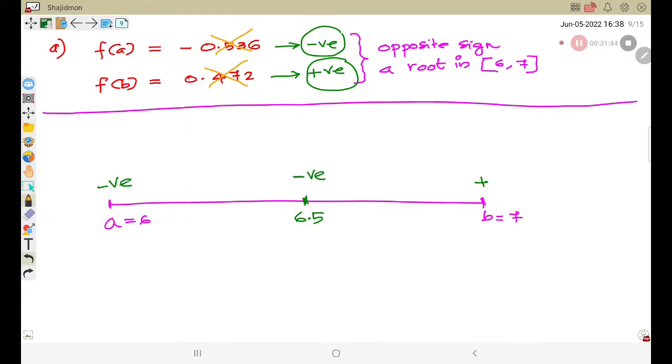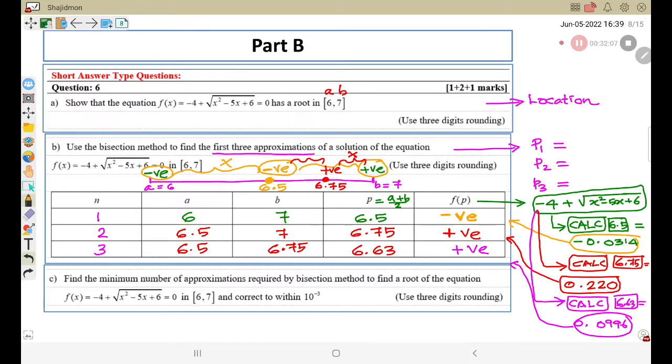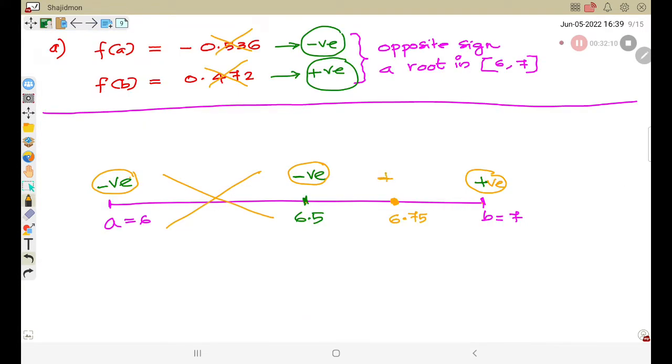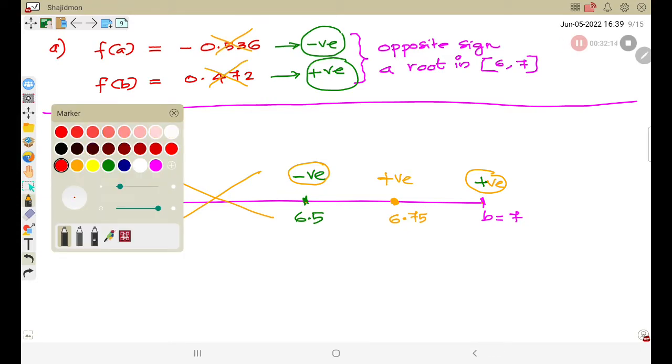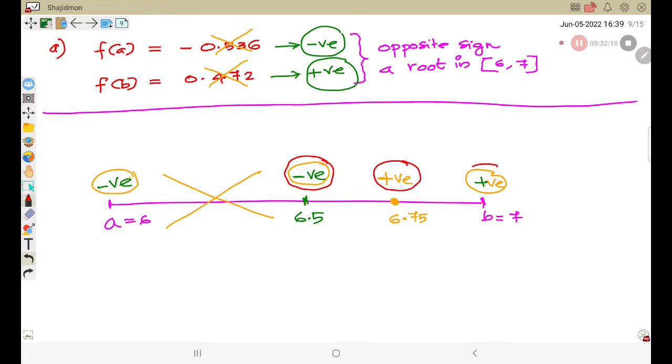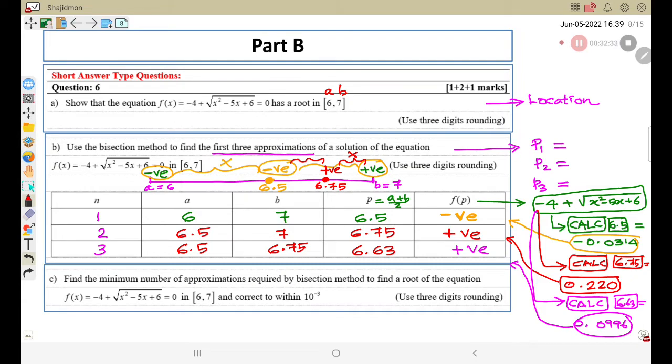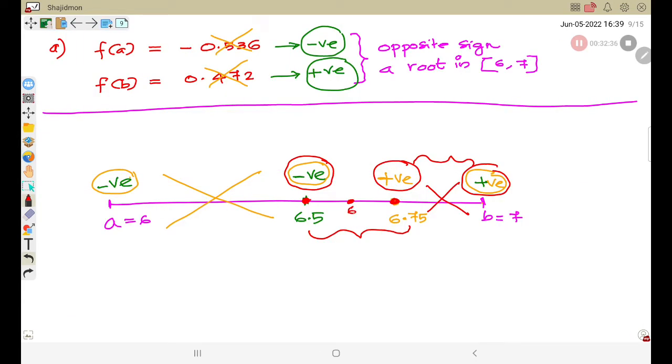Now after that, one interval we will delete, because here negative, here negative. Negative to negative part we are deleting. Negative to positive, this part we are taking, correct? So next, 6.5 and b is 7, middle we are finding. 6.75 we got, and we checked what is the sign there. Positive sign we got. So negative, positive, positive, correct? So positive to positive we don't want, we are deleting. So we have taken 6.5 and 6.75, this interval, correct? Again we take the middle of these two numbers, 6.5 plus 6.75 divided by 2, 6.63 here, correct?